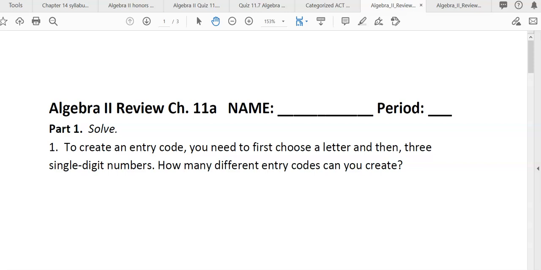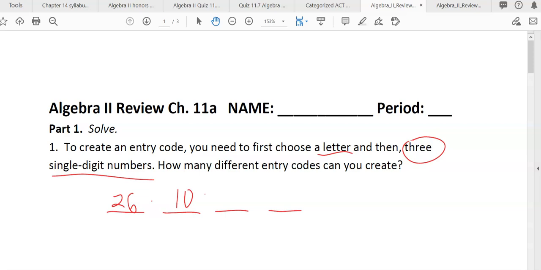Okay, so this is part A of the test, or the test A, I should say. There's two tests for this chapter. Choose a letter and then 3 single-digit numbers. So we've got a letter and then 3 digits. There are 26 different letters you can have. The first digit can be 10 different things, 0 through 9.